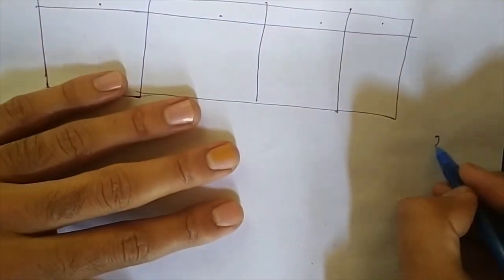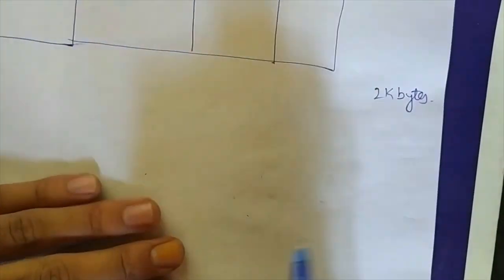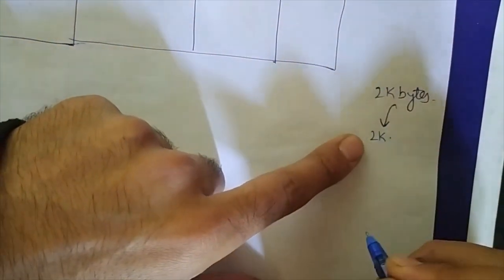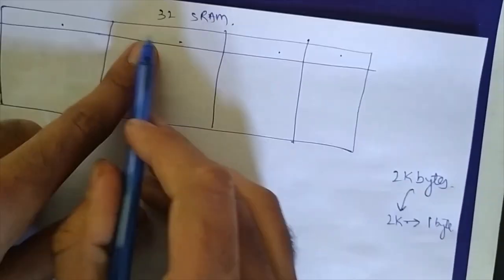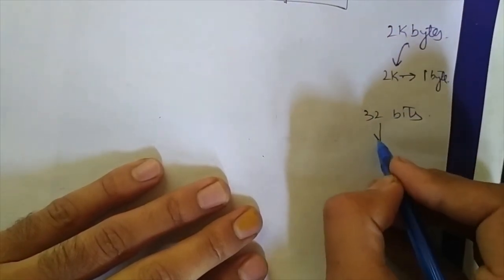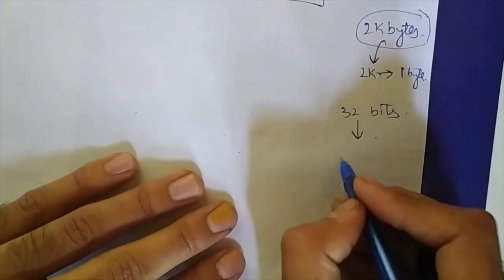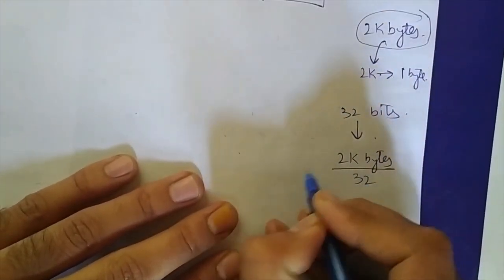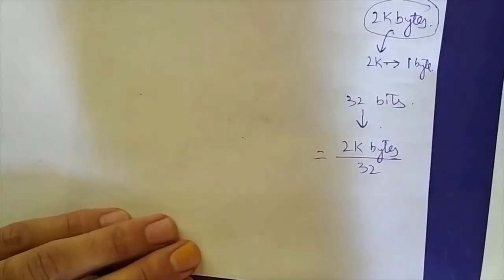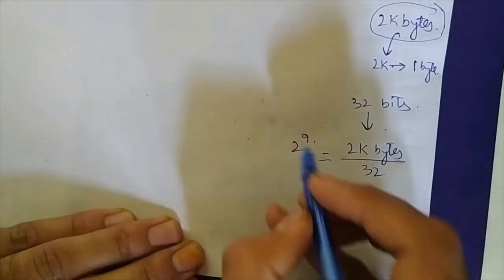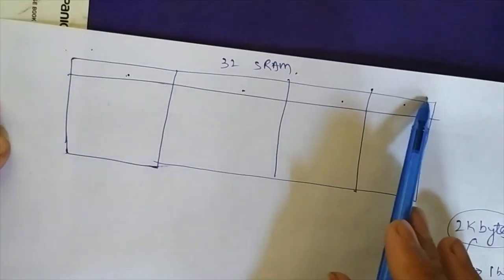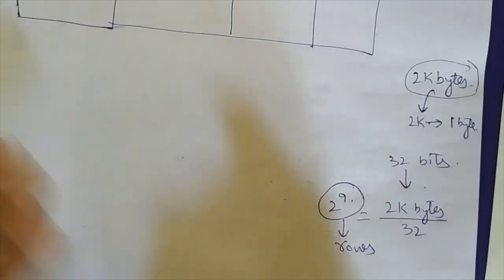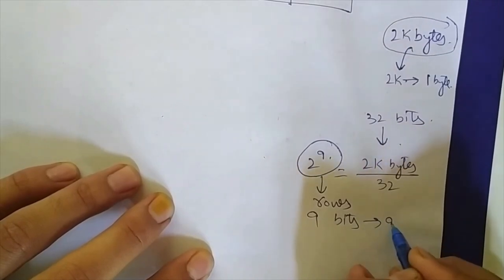Okay, so let's say I have to create a 2 kilobyte memory. In the previous organization, how many rows were required? 2k rows, and each row stored how many bytes? 1 byte. In this particular organization, each row stores 32 bits. So how many rows will be there? Since the memory is 2k bytes, rows will be 2k bytes divided by 4 bytes, which equals 2 raised to the power 9 rows. So that means 9 bits are for the address, which selects the particular line.